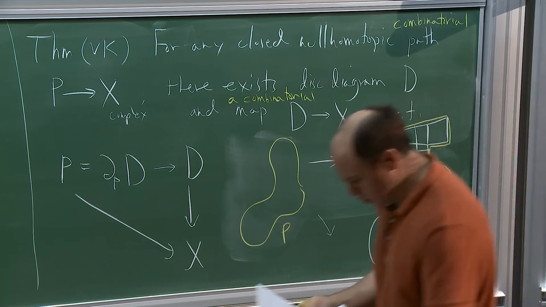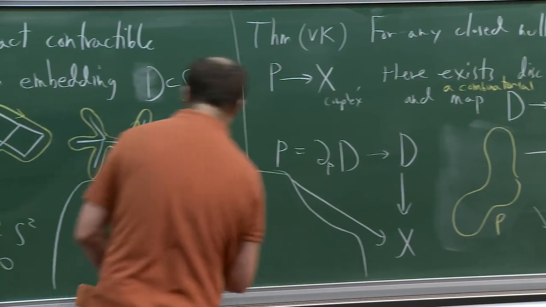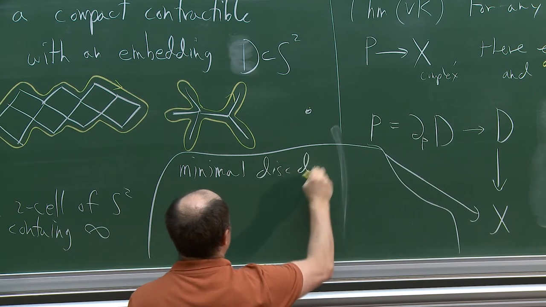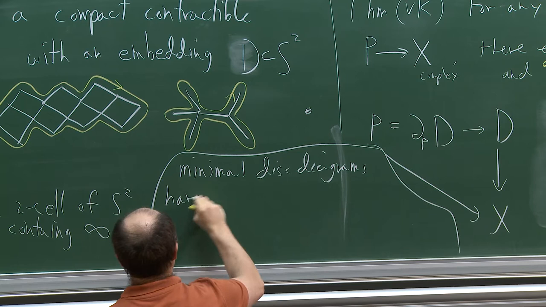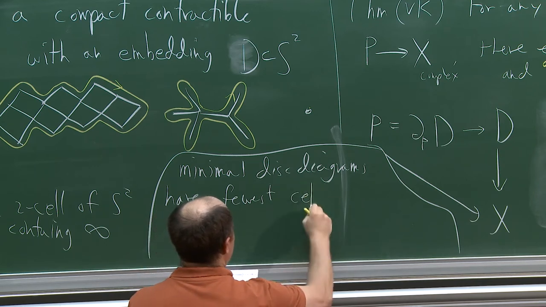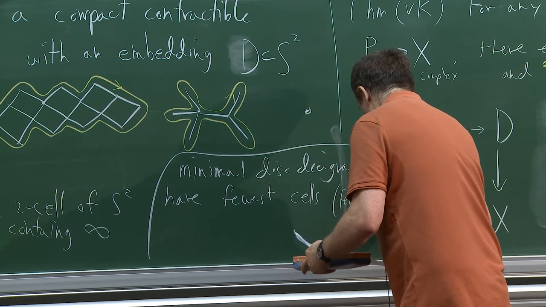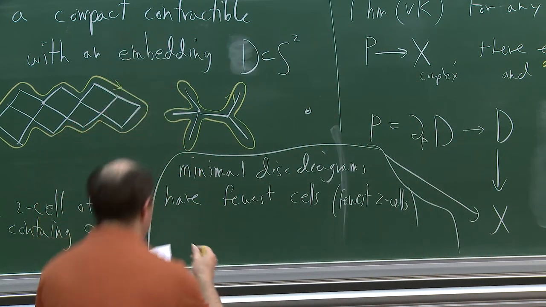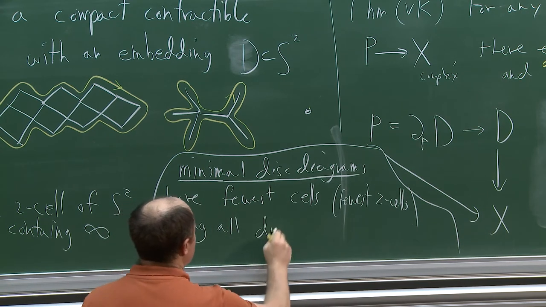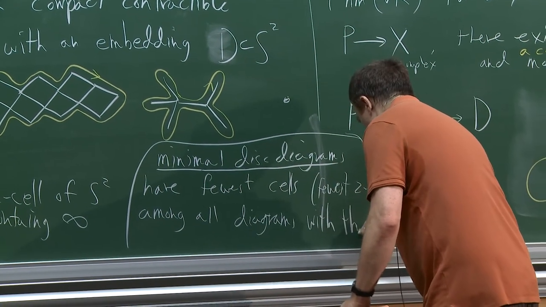Okay, so of course, once you start with this, you're interested in minimal disk diagrams, those that have the fewest cells. Usually people focus on the number of two cells, and they call that the area of the disk diagram, among all disk diagrams with a given boundary path.